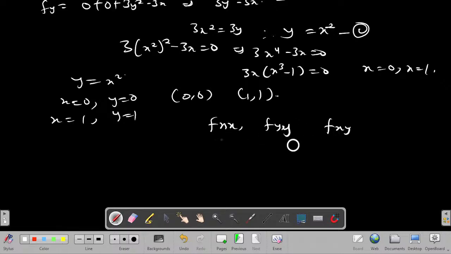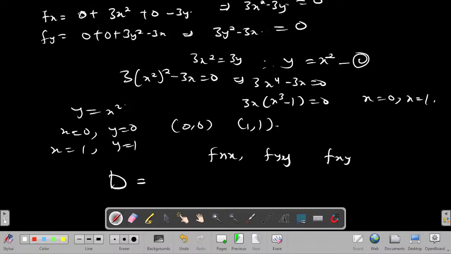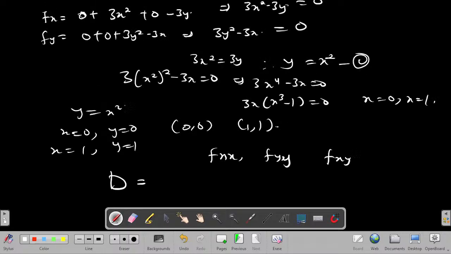So at this point, you have your fxx, fyy. We need to find our D, the determinant, so that we know whether this critical point is a maximum or a minimum. Likewise, this one too. So our determinant is going to have this fxx at the particular point which we are dealing with, and fyy.